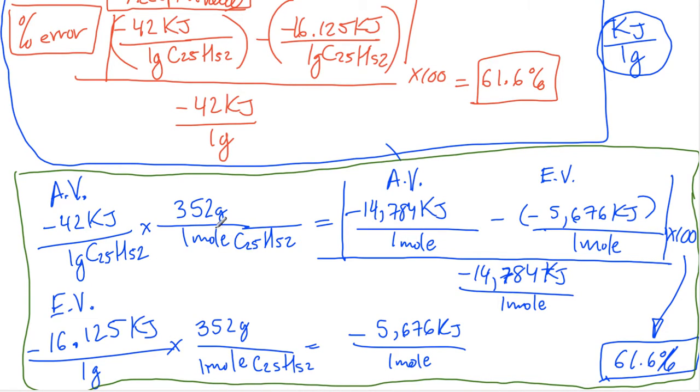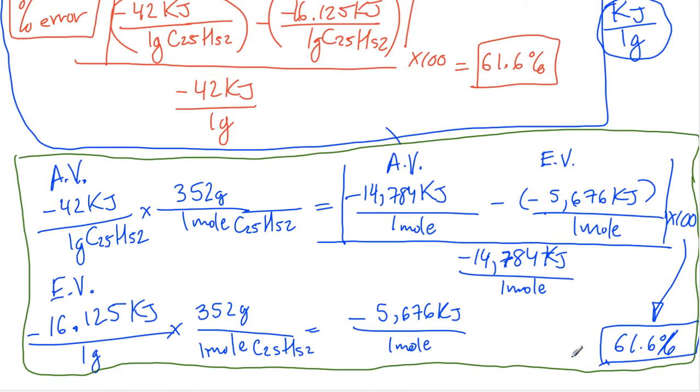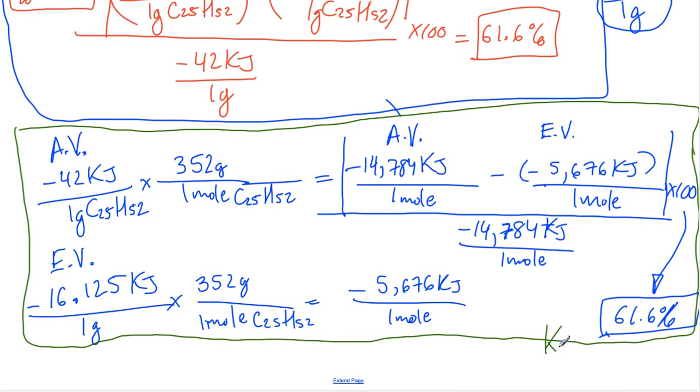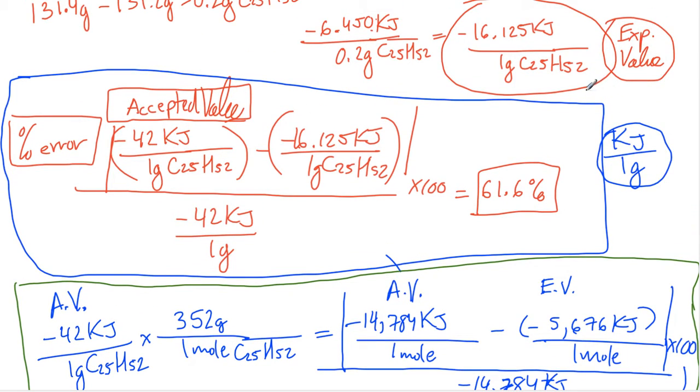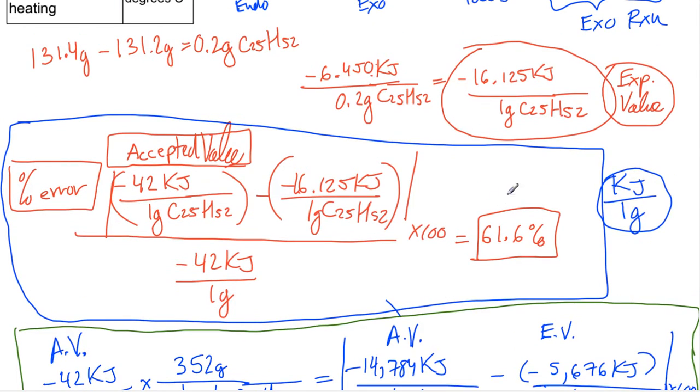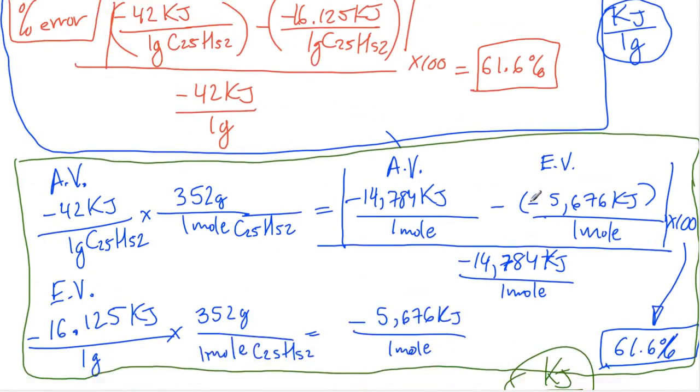So all I'm doing is dimensional analysis. I have kilojoules per gram. I'm converting it into kilojoules per mole for the accepted value and for the experimental value, and I'm using my percent error formula to find the percent error both ways, 2 different ways. All right, in the kilojoules per mole, and kilojoules per gram. Now, why is the percent error so high? It's because we have errors.